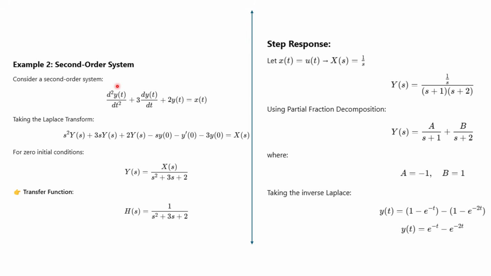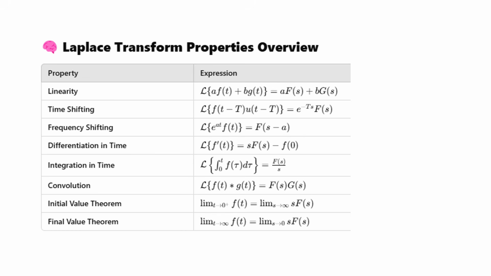So how to do the step response of a second order system? The steps are: first convert this into the s domain, and then get the transfer function equal to Y(s) divided by X(s). Once you get the transfer function, multiply by the input. What is the input? The step, that is 1/s. Multiply, and then convert back into the time domain. That's all.